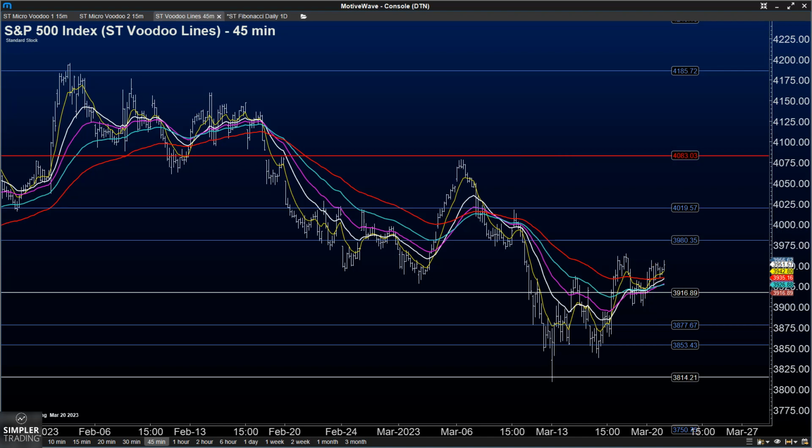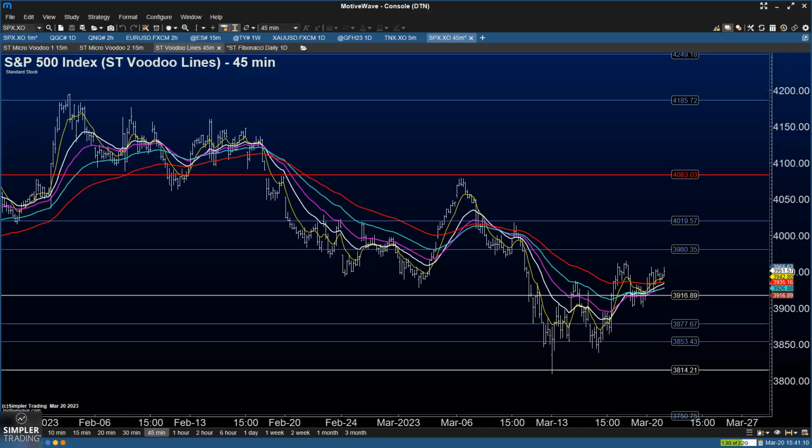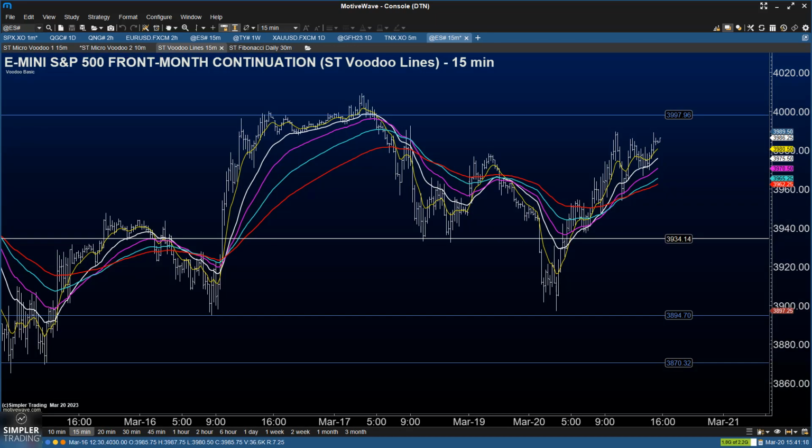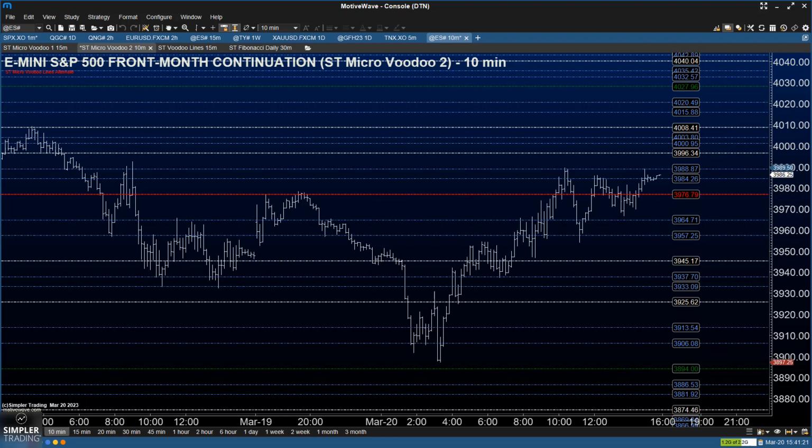One thing I will give you here to look at real quickly before we wrap up that I've found tremendously useful over the past few days is this micro voodoo line level in the ES futures. So these are a shorter time frame version of the voodoo lines, more useful for shorter time frame trades. Just like the regular voodoo lines, these fire lines are the most important of the levels, and we have one here at 3976 3/4 in the ES.